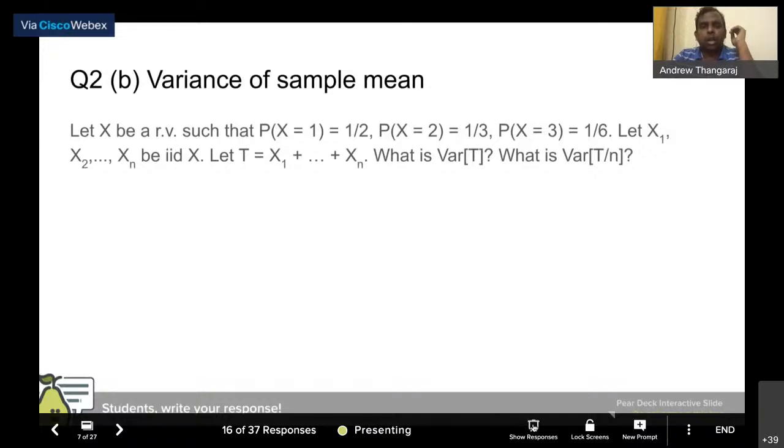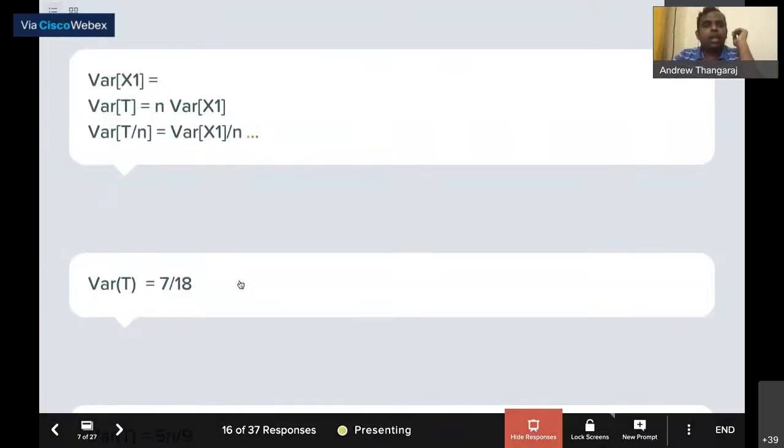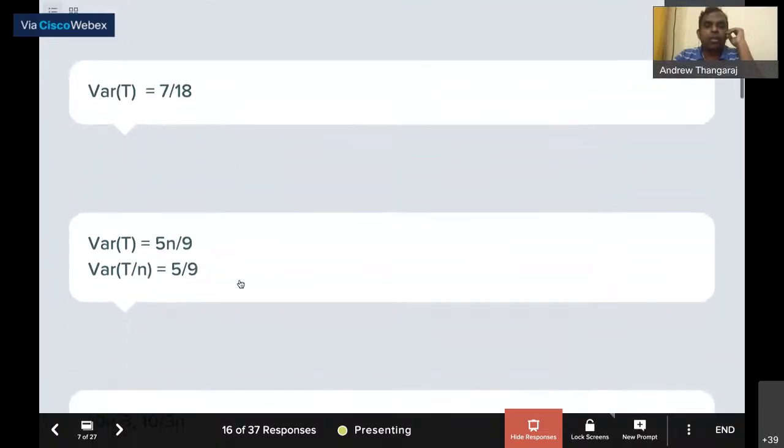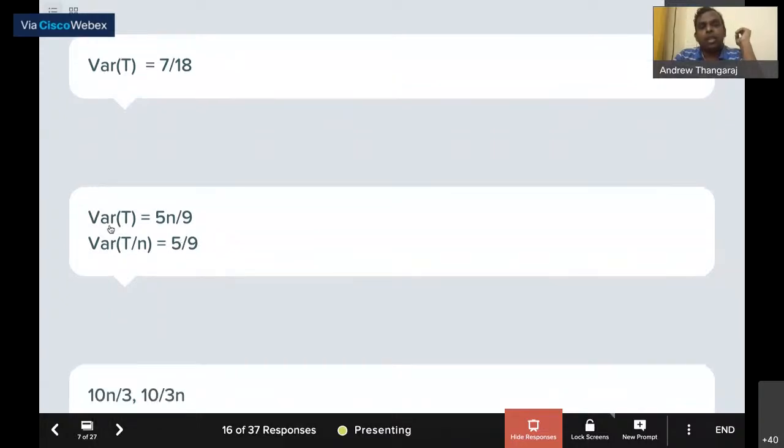Okay, so we've got about half of people responding. Yeah, okay, that's good. 5n by 9 and 5 by 9. See, that's where I think a lot of people think variance is like expected value. See, there's a square in the variance. Variance of T is 5n by 9. That's okay, but variance of T by n is not 5 by 9. It doesn't become a constant.